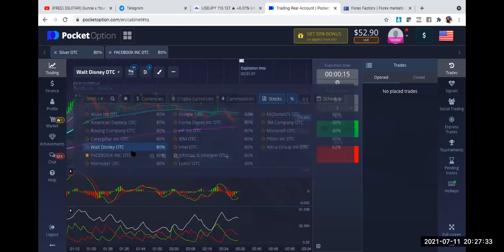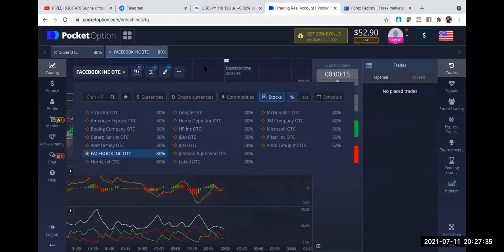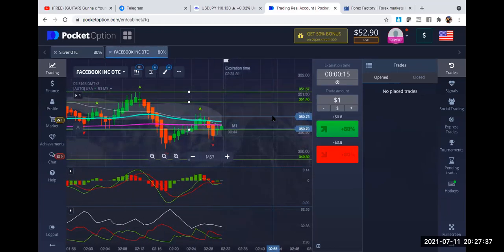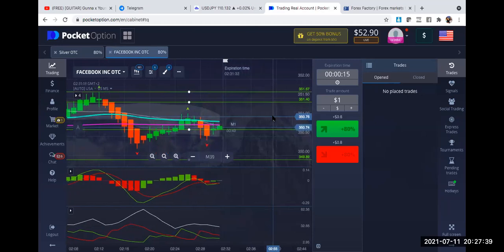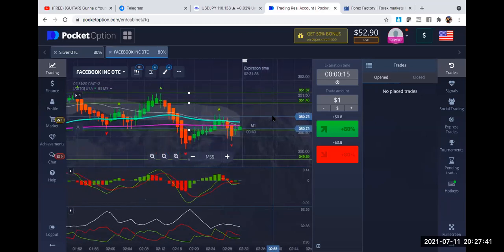I don't know what your boy Walt Disney got going on right now. I can't even stamp that. Yeah, Facebook will look good once we can get some bigger histogram candles. Ain't nothing going on right now though.